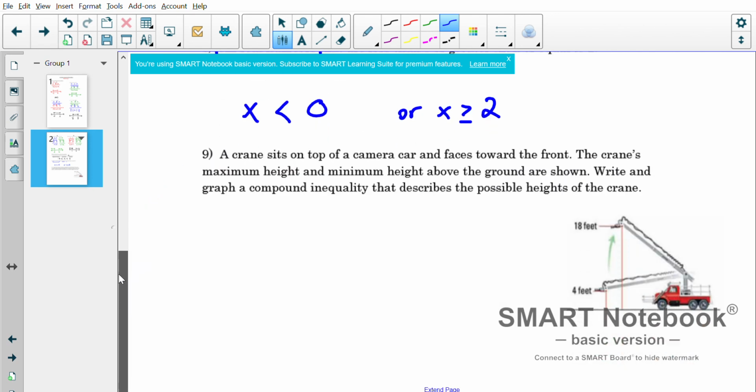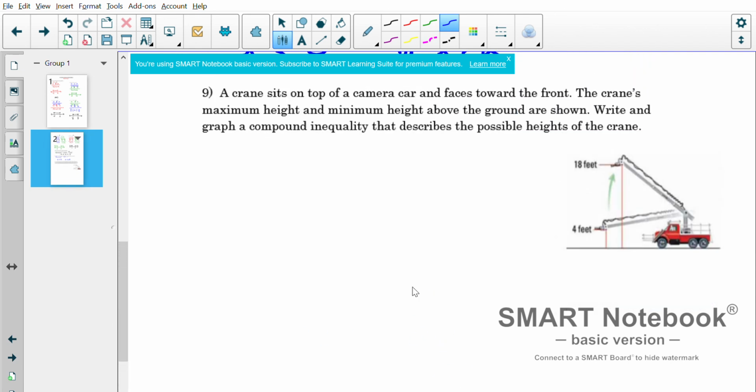And last problem here. I want you guys to try this one. I want you to pause the video again. Try number 9, and then I will take you through it to see if you got the correct compound inequalities.